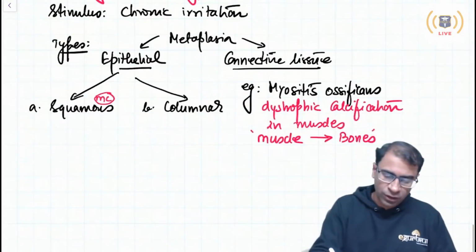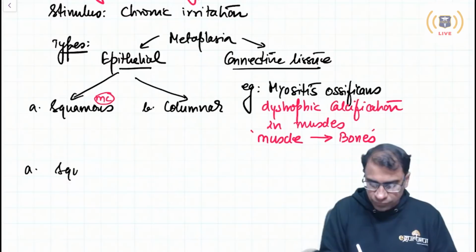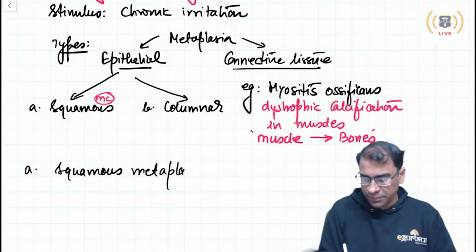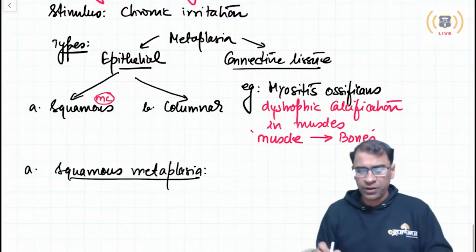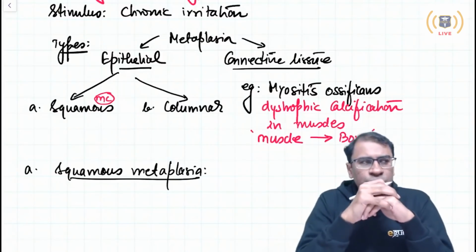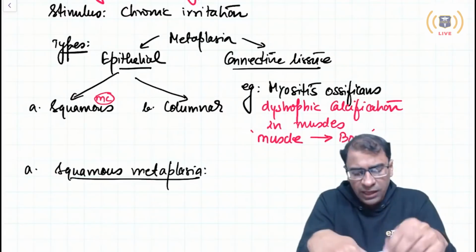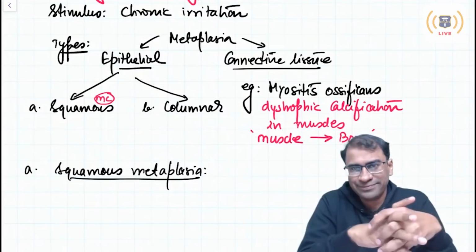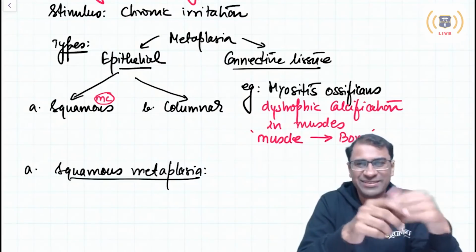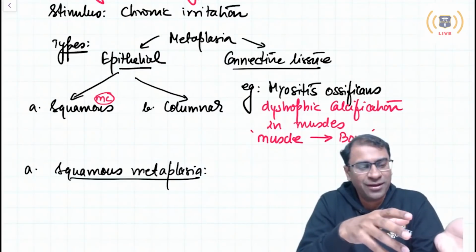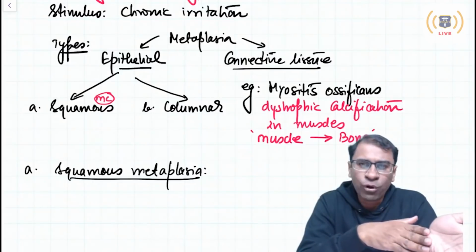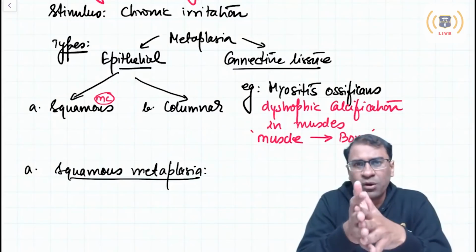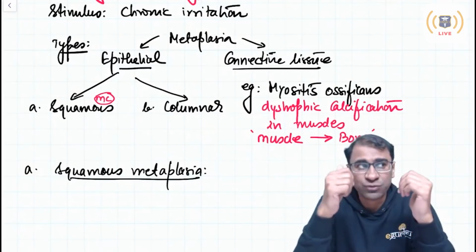Let's start with the first topic, A, squamous metaplasia. Now, our memory is very short. If I ask you what you remember about 2020, everyone has the same answer: nothing but Corona, COVID. That means we have forgotten the good things that happened in life in 2020, because what is important for us is what has happened recently.